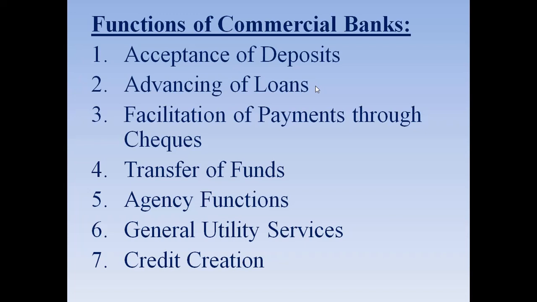Out of 1000, 20% will be kept by the bank, and the remaining amount, that is 800, will be given to the public. Again, out of 800, they keep 20%, and 640 will be provided to the public. So this is how they create the credit.